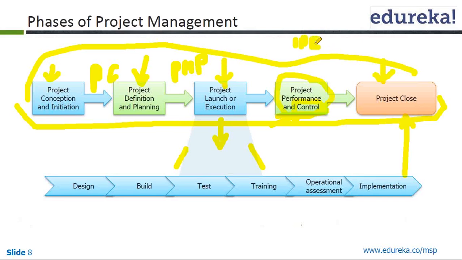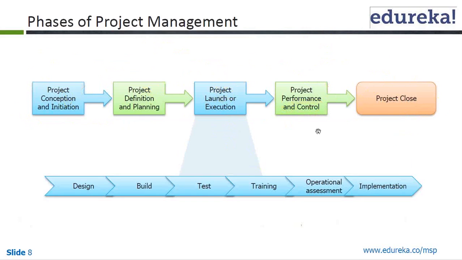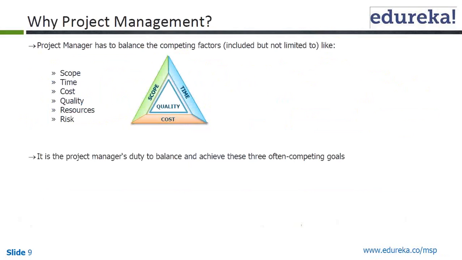IPECC: initiation, planning, executing, monitoring and controlling, and closing. So we have closing here, executing here, planning here, initiating here. Monitoring and controlling happen all throughout, and all these process groups are overlapping. So in here we are saying phases of project management. Okay, so I'm moving on to the next slide. This gives us the overall idea of what it is all about.